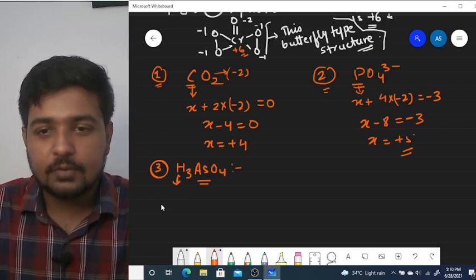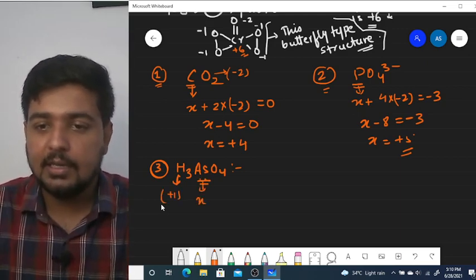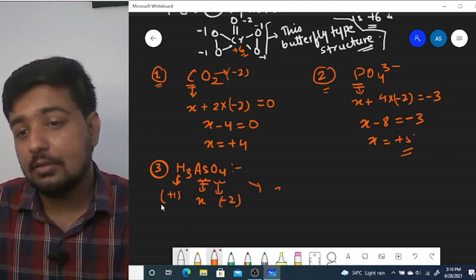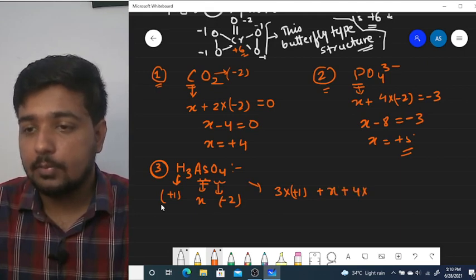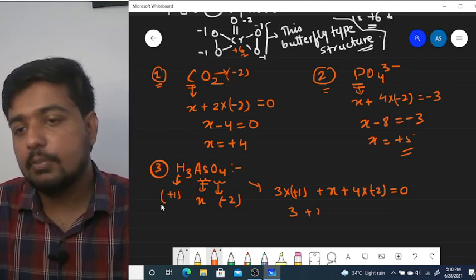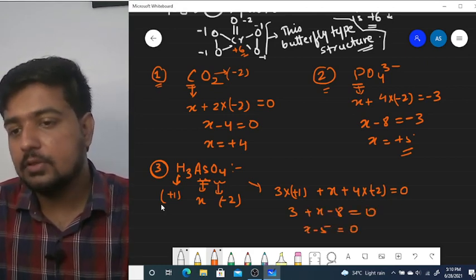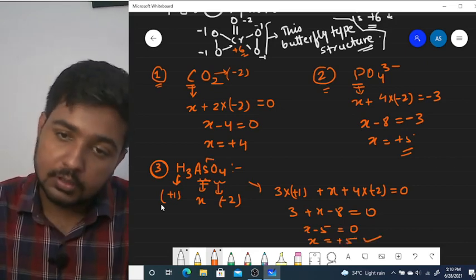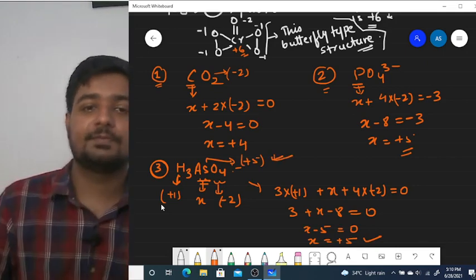The oxidation number of hydrogen to be plus 1. Why? Because they are connected with the non-metals, and let As be X and oxygen to be minus 2. Then 3 into plus 1 plus X plus 4 into minus 2 is equal to 0. That is 3 plus X minus 8 is equal to 0, X minus 5 is equal to 0, X is equal to plus 5. Means the oxidation number of As over here will be plus 5.